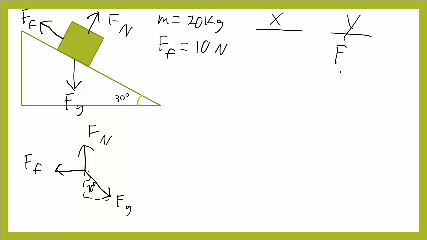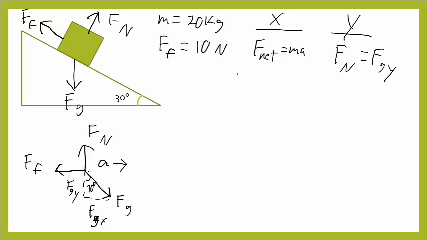So again, we've got the normal force equal to the y component of gravity. Here we've got unbalanced again, so net force equals ma. But in this case there's more than one force in the horizontal direction. Okay, here we go. So I've got this guy to the right, that guy to the left. My acceleration is in this direction, so I'm going to do Fgx minus friction equals ma.